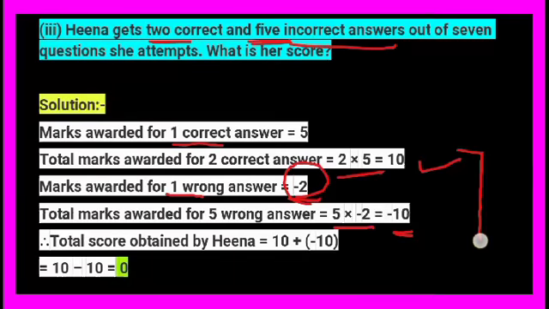Now we need to find the total score, and for that we do addition here. And 10 plus minus 10 is equal to 0, because 10 minus 10 is equal to 0. So Hina's score is 0.